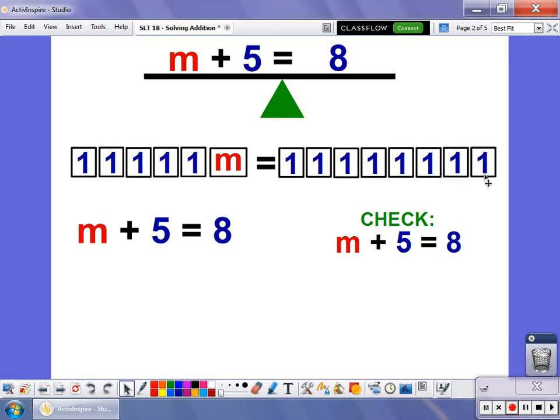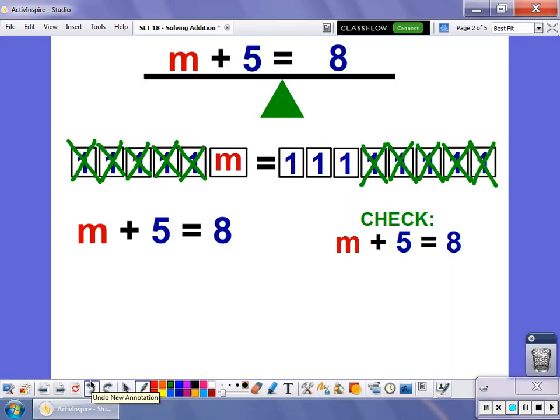Now, in order for me to isolate the variable, that means I need to get this M all by itself. And to get it by itself, I'm going to have to take away these ones. If I take away one thing on this side, to keep it balanced, I'll take away one on the other side. If I take away another one here, I can take away another one here. And I'm going to keep removing things from each side of my balance until I'm left with my variable all by itself. And when I do that, I can see that M is going to be equal to 3 because I only have 3 left.